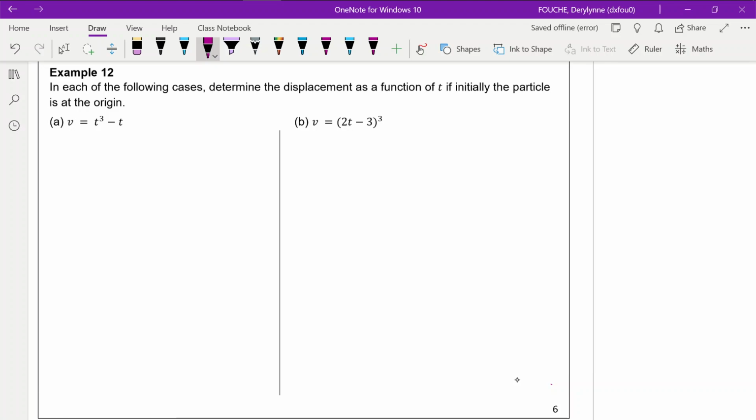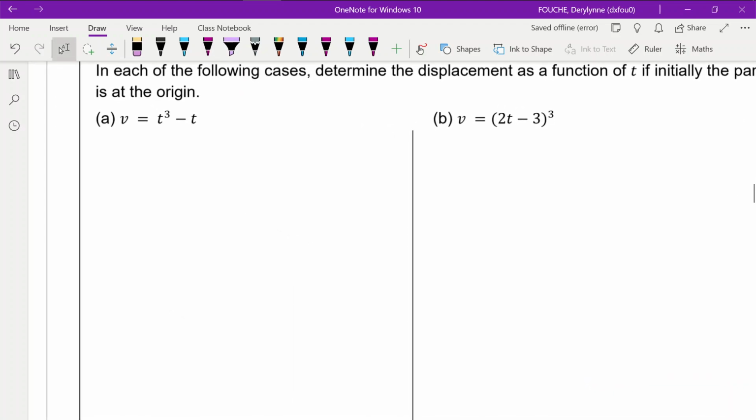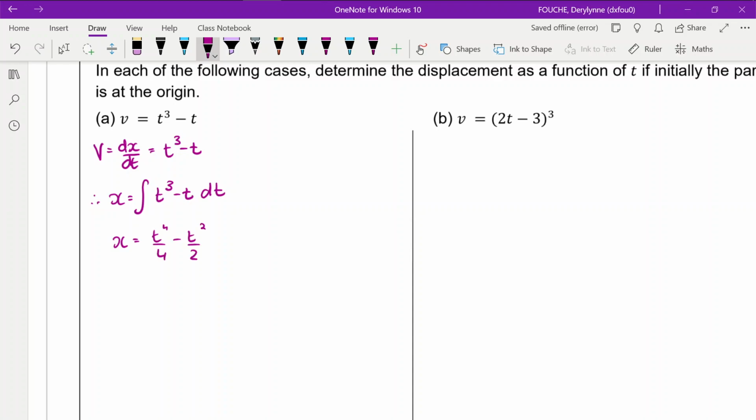link between them. Okay, so here we've been given v is t cubed minus t. So we need to say that v is equal to dx by dt, which is t cubed minus t. And what that then allows us to do is say, therefore, x is the integral of t cubed minus t with respect to t. And then we can have that x is t to the 4 over 4 minus t squared over 2 plus c.